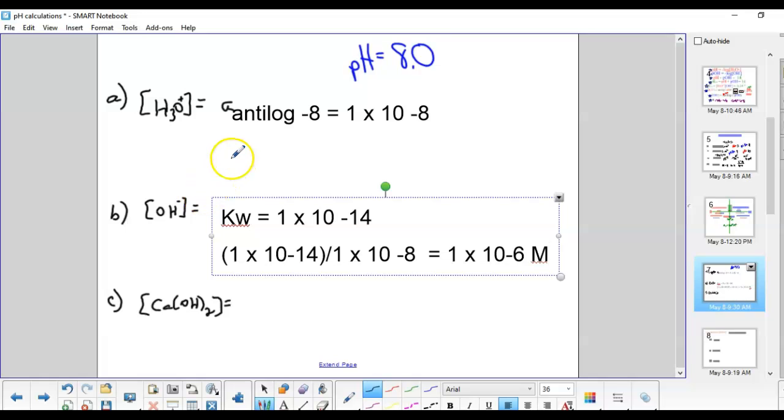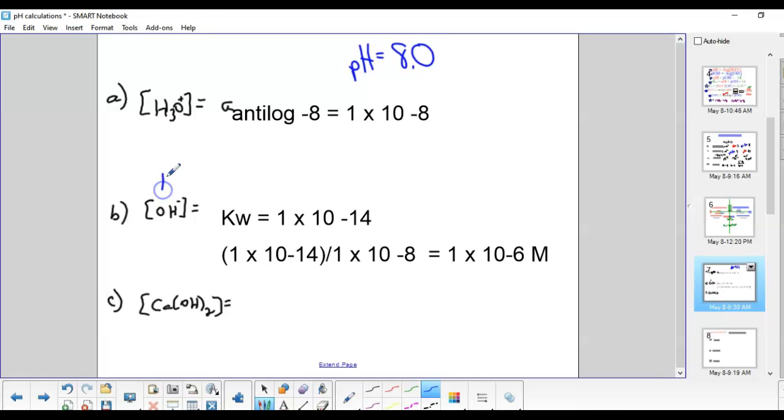Another way to do it is to say, well, I had a pH of 8. What's the pOH going to be? Well, 14 minus 8 is 6. And what's the antilog of 6? 1 times 10 to the minus 6. You should get the same answer either way.